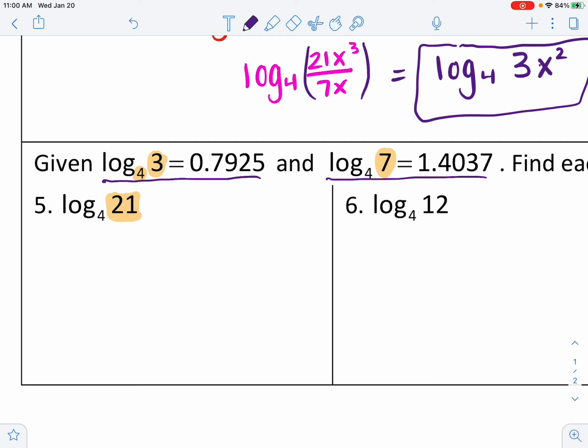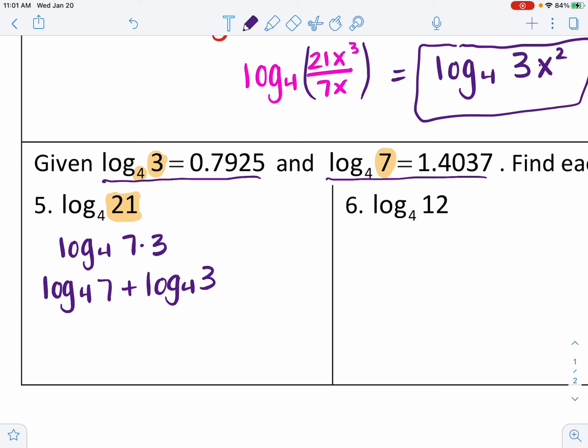To get 21 from 3, 7, and 4, we know that 21 is just 7 times 3, right? So I can change this to log base 4 of 7 times 3, and it's still the same as before. All right, now I want to expand that. So we can expand this to log base 4 of 7 plus log base 4 of 3. Since we know when those two are being multiplied, we can add them together when we expand. Now I've got each one by itself, right? Log base 4 of 7, log base 4 of 3.